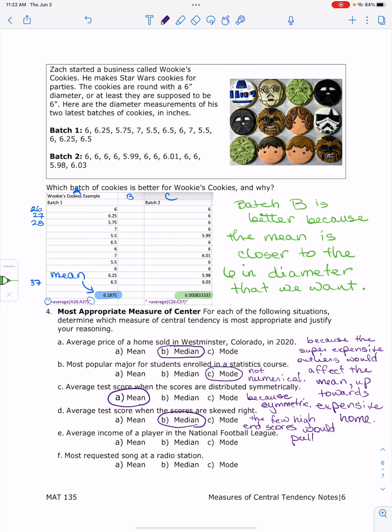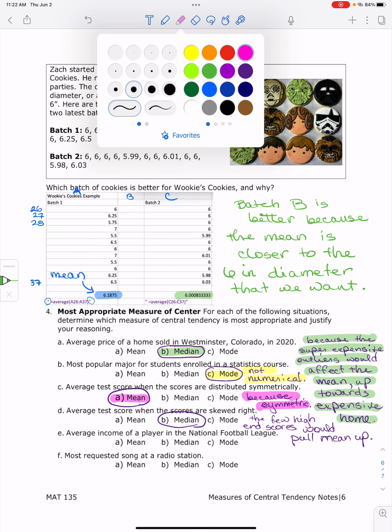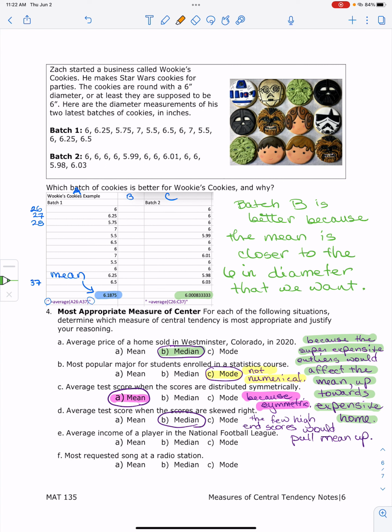And I tried so hard to get this on one page that I probably should have given a little more room for the answers here. So let me see if I can color code for us. Because, yeah. I'll plan better on the next set of notes.